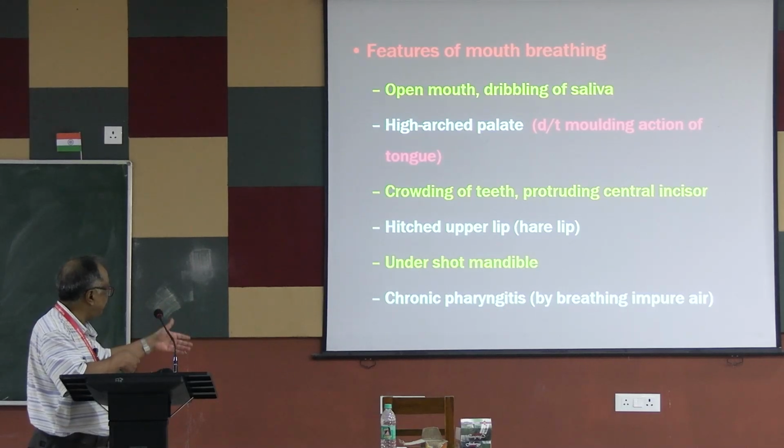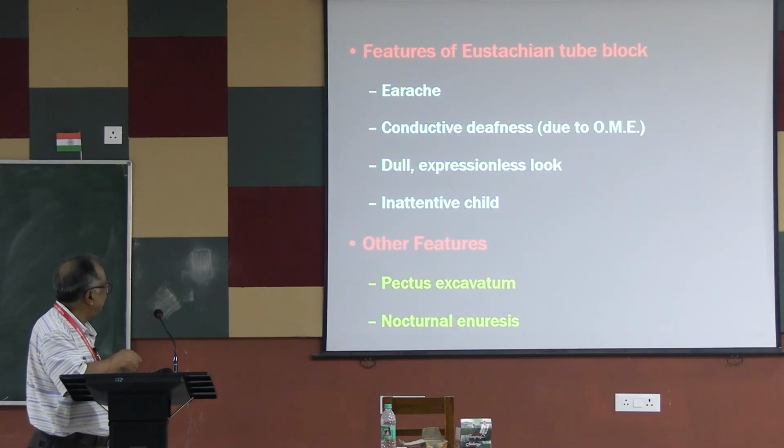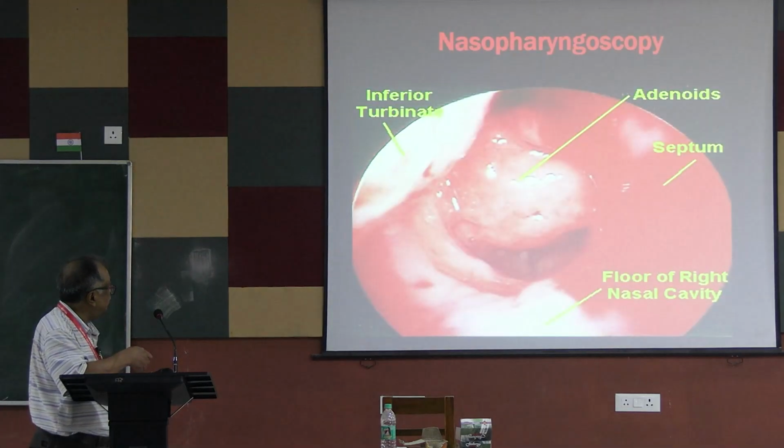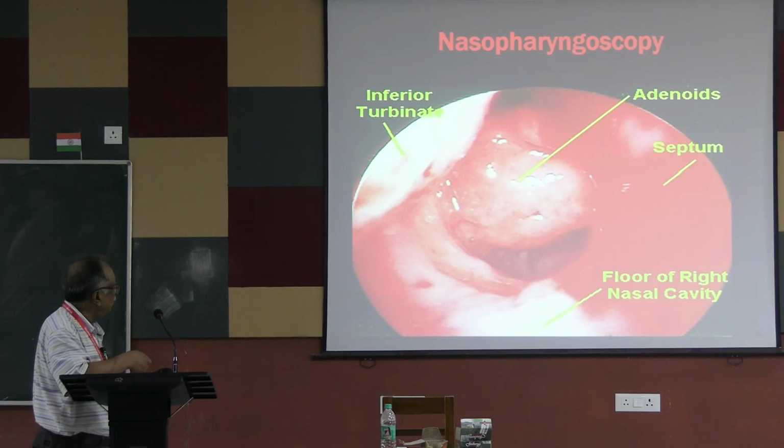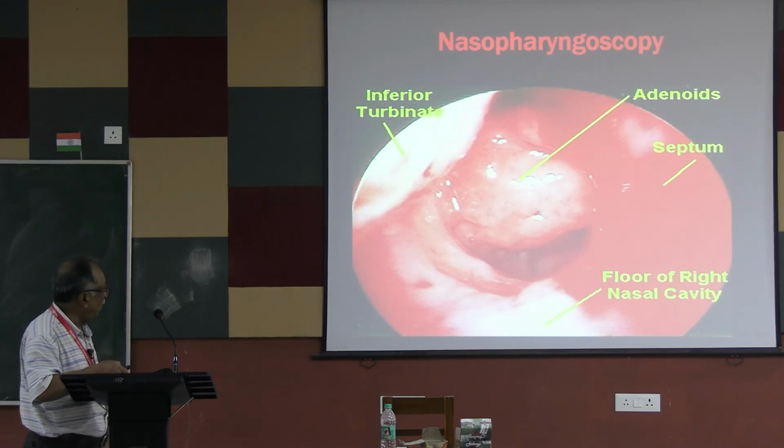Mouth breathing feature, this I have already described. Eustachian tube blocked, the expressions due to the OME are described. Other features are nocturnal enuresis and pectus excavatum, that is the chest feature, a structural feature. Nasopharyngoscopy, which is the diagnostic for the enlarged adenoid.